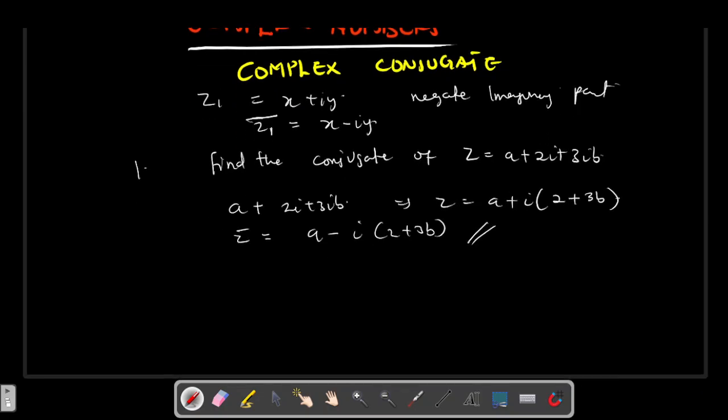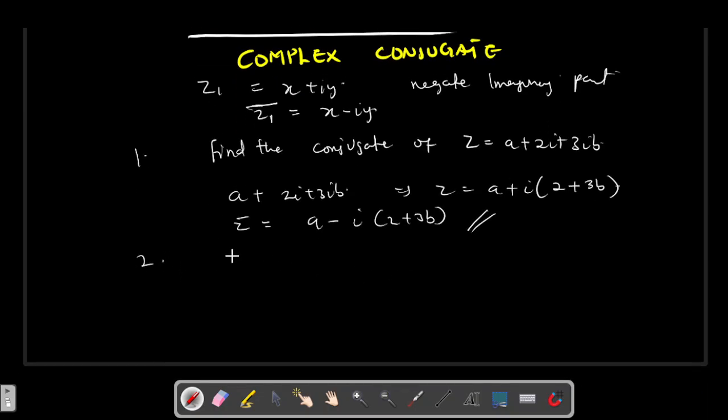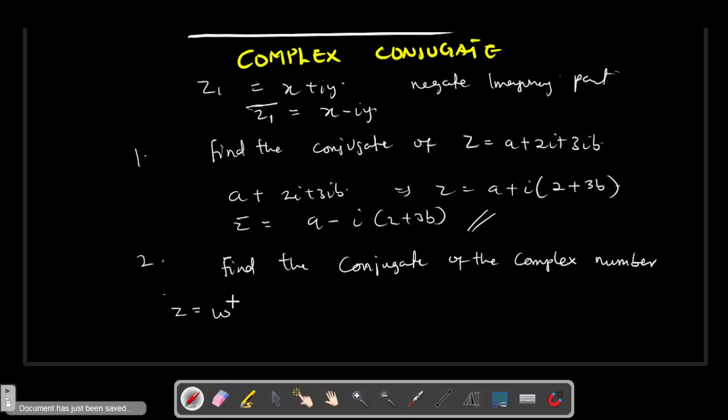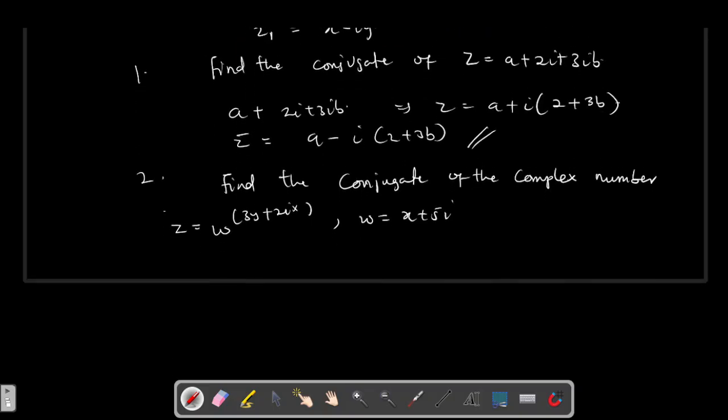Let's try a second question, number 2. Find the conjugate of the complex number z equal to w to the power 3y plus 2ix, where w is equal to x plus 5i. So how do you find the conjugate of this?